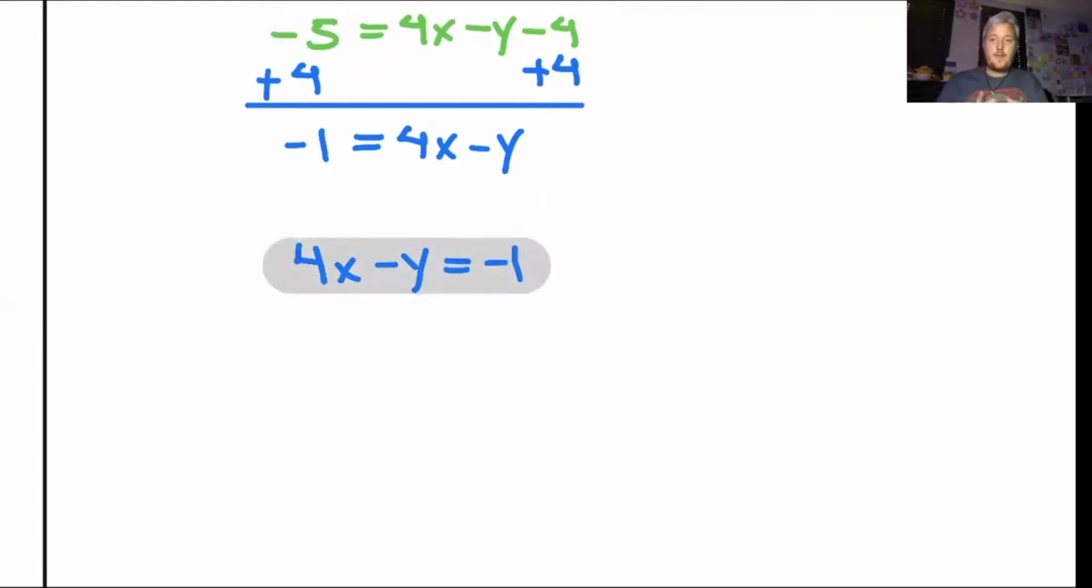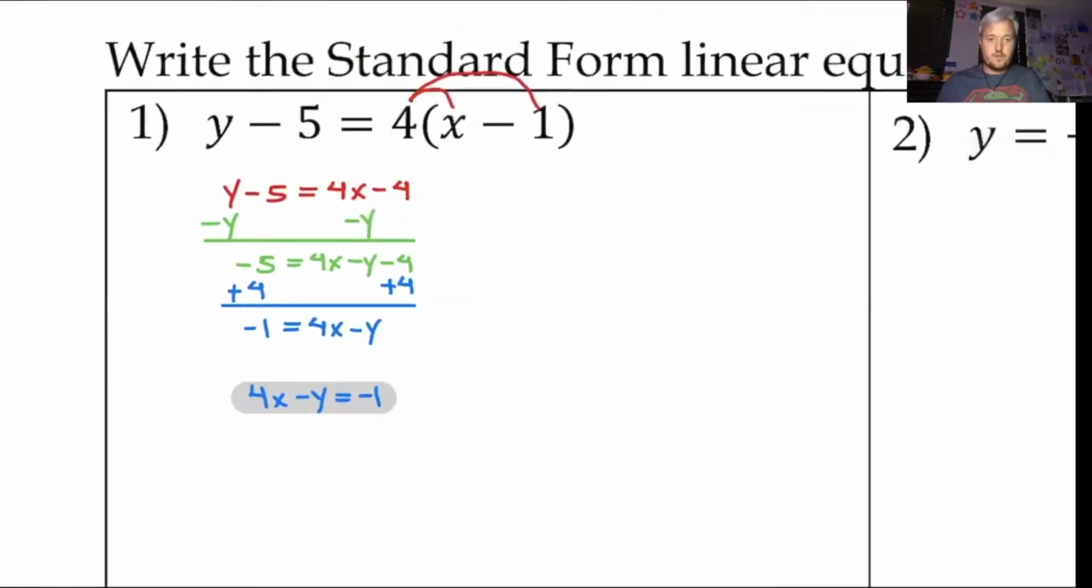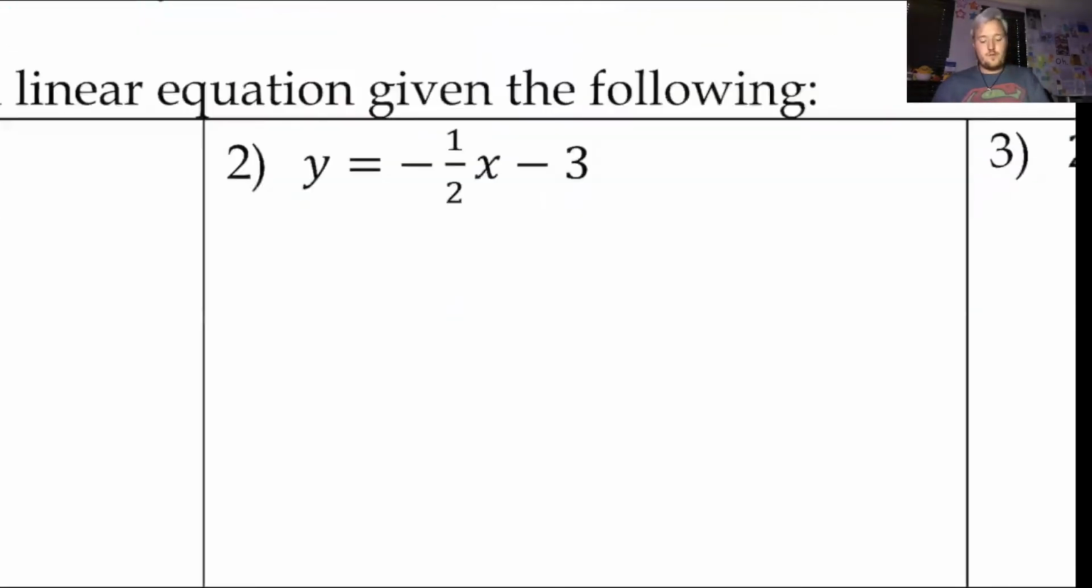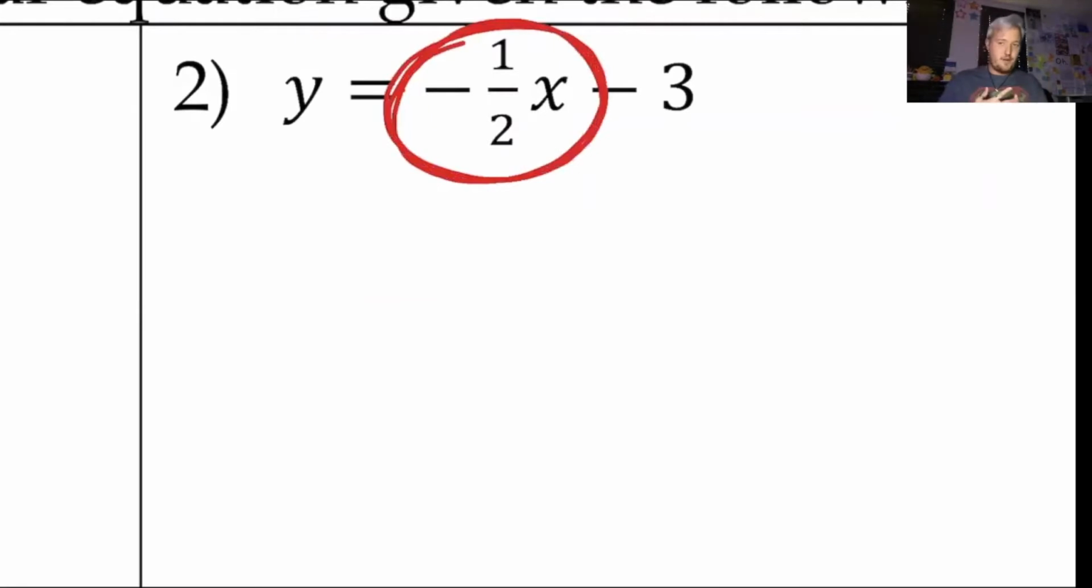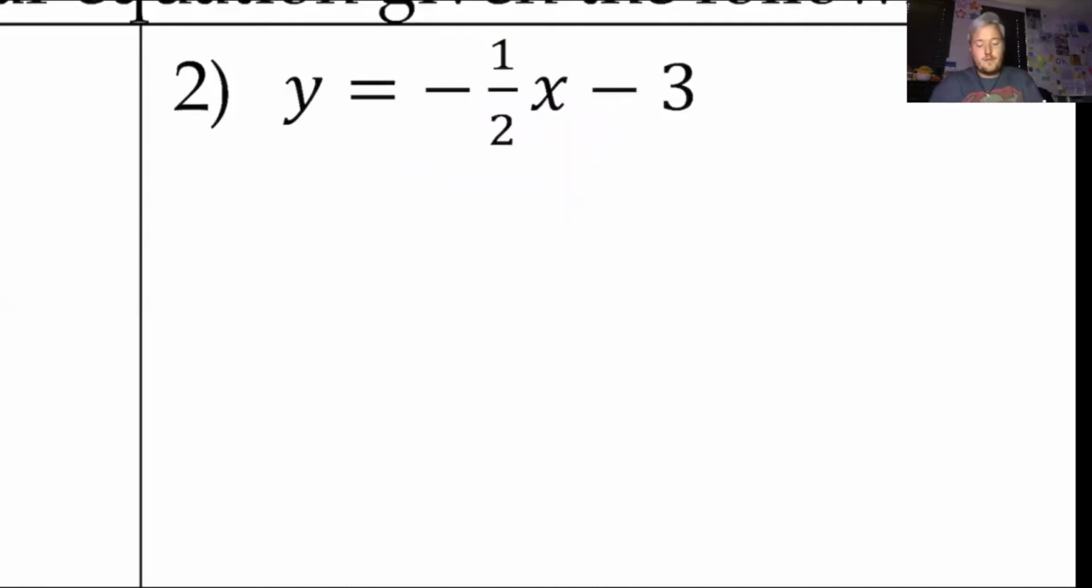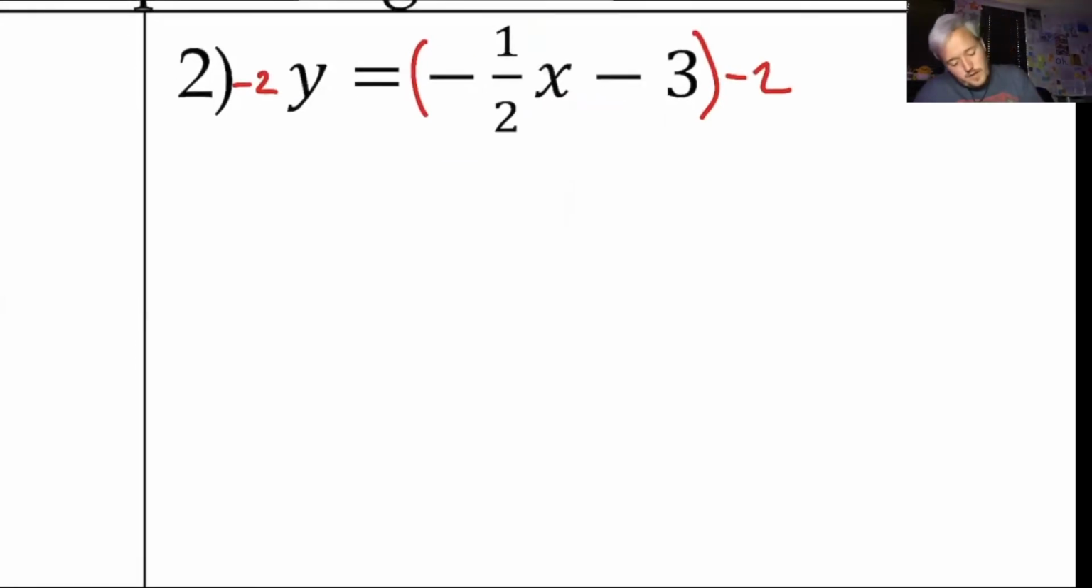All right, so my a, b, and c values are all whole numbers, and my a value is a positive number, so we're good. Looking over here at number 2. If you notice your value with your x, it's negative and it's a fraction. So that's already a big no-no for standard form. What I'm going to do is multiply both sides by negative 2, so I can get rid of the negative and make it a whole number. So I'm going to have negative 2y equals positive x plus 6.